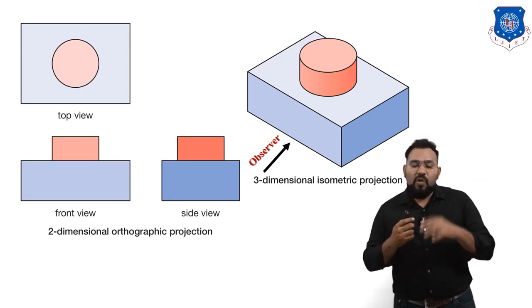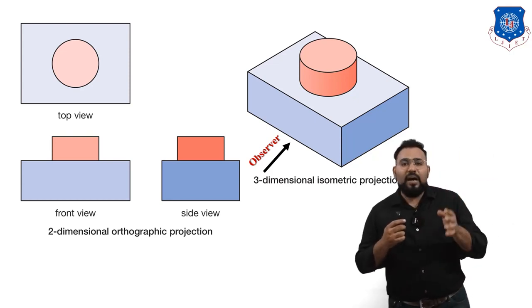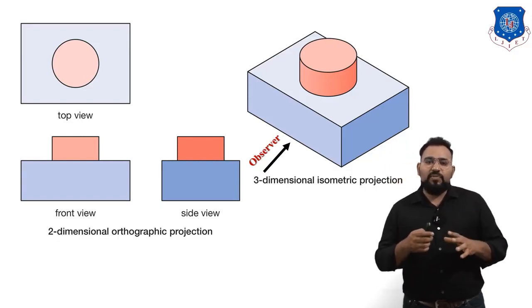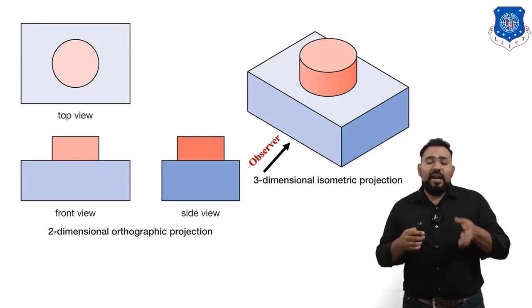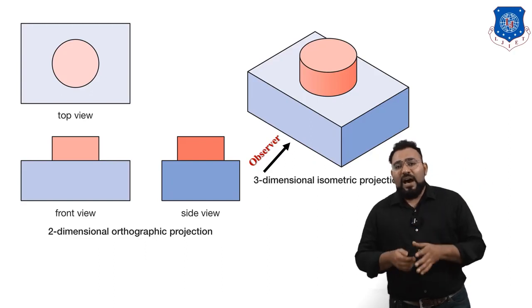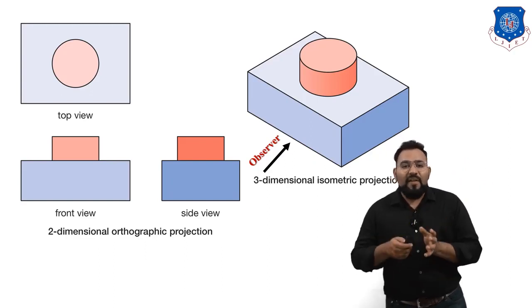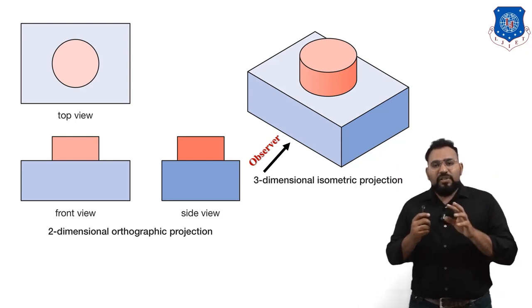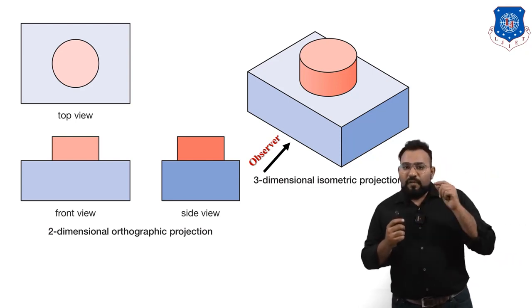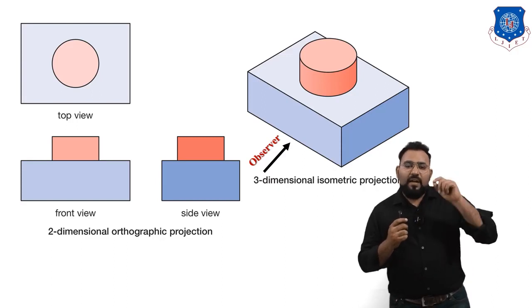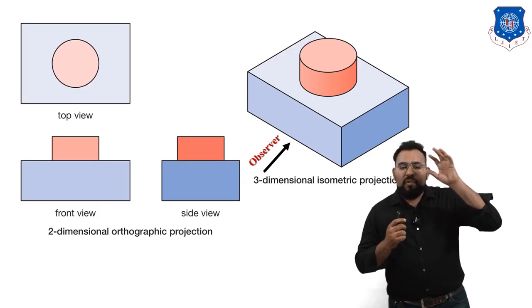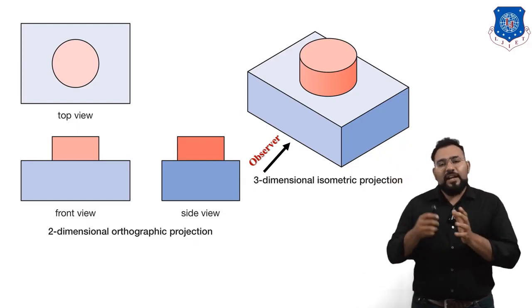Now I will give you one example. Whenever you are going outside, whenever you see a 3D object, just visualize in your mind how its front view will look, how its top view will look, and how its side view will look. So whenever you go outside and see a 3D object, the first thing that must come to your mind is to visualize how its front view, top view and side view will look.